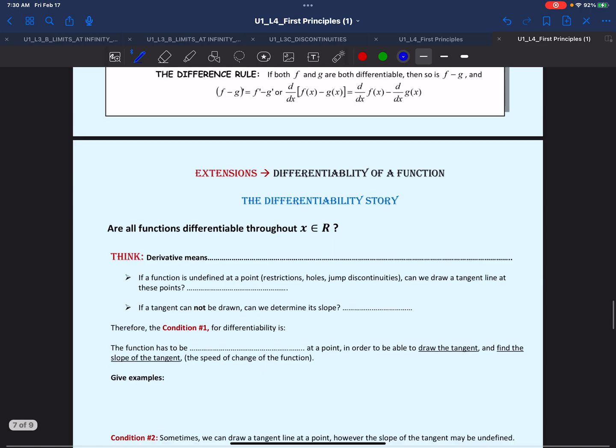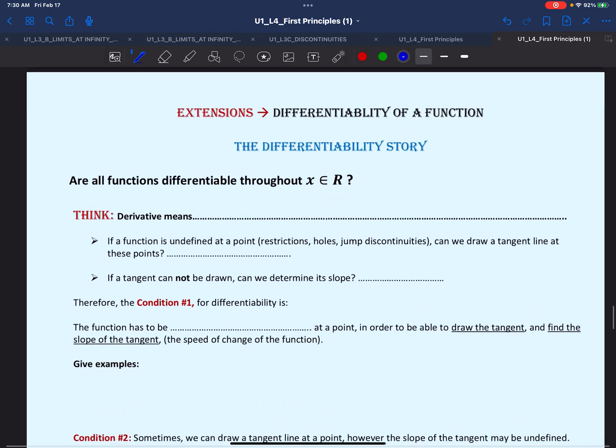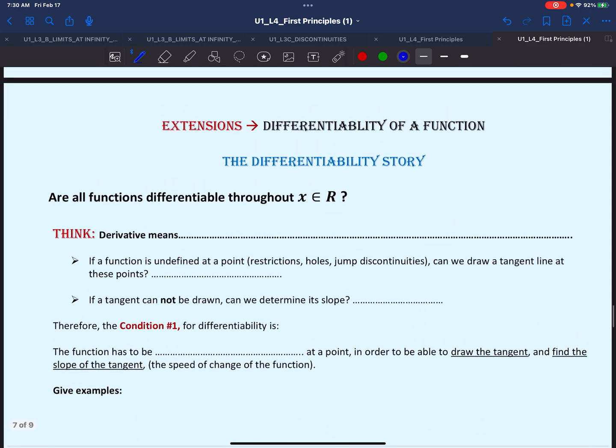So these were the examples that we wanted to discuss for the derivative of a function. And in the next section, which I called an extension to derivatives, we want to discuss the differentiability of a function.